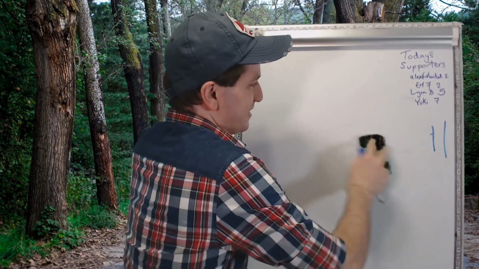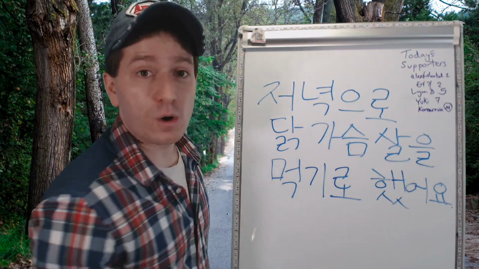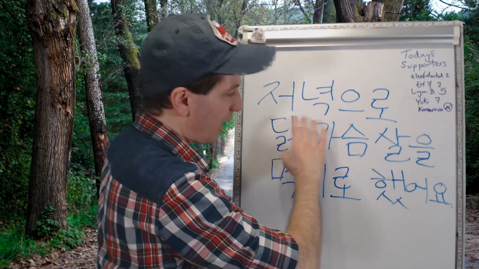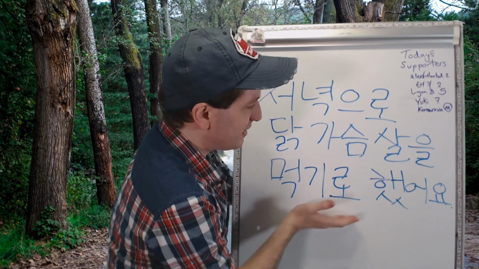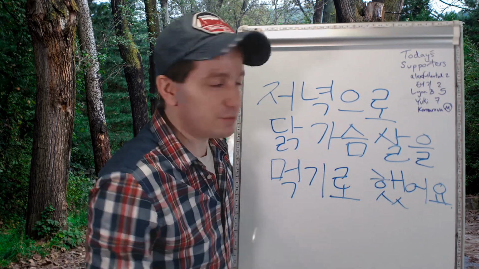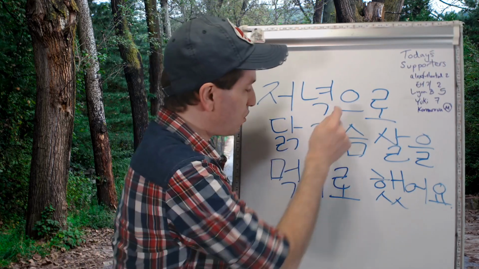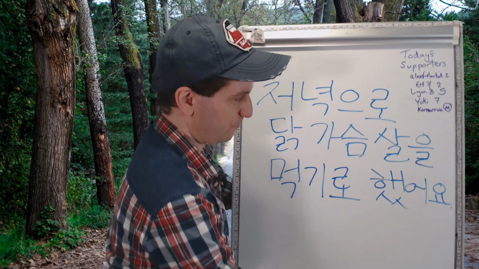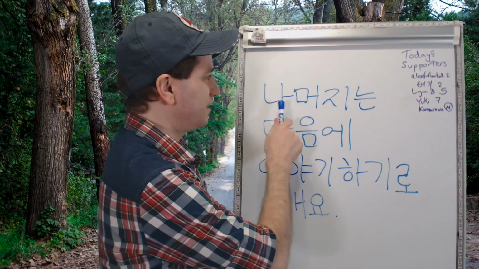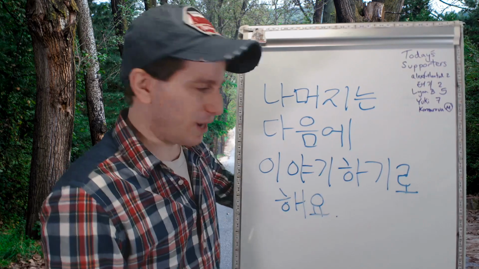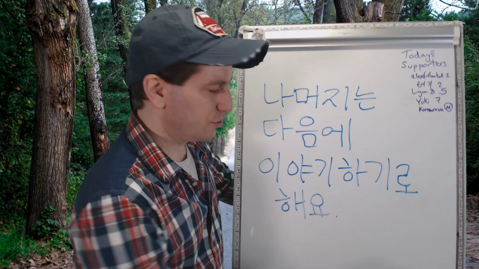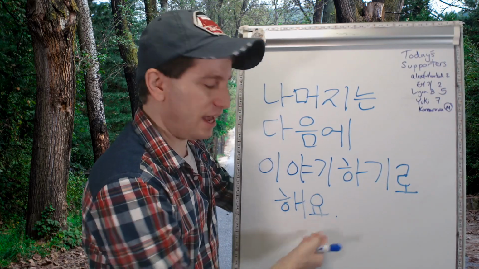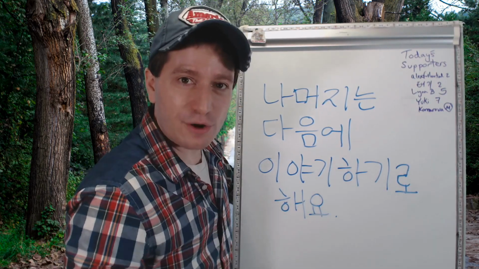Okay, let's do the next sentence. 저녁으로, for dinner. 저녁으로 닭가슴살을 먹기로 했어요. I decided to eat 닭가슴살, chicken breast, for dinner. 저녁으로 닭가슴살을 먹기로 했어요. All right, let's do the next sentence. 나머지는, as for the rest, 다음에, next time, 이야기하기로, to talk about it, 해요. The rest of it, talk about next time.